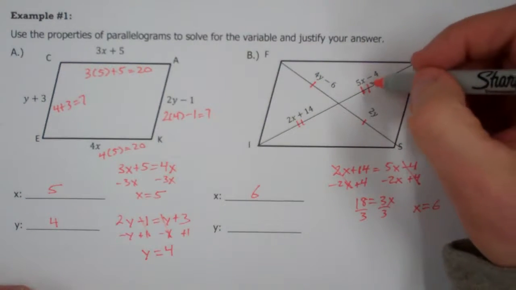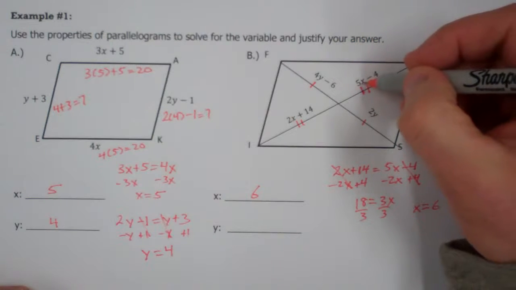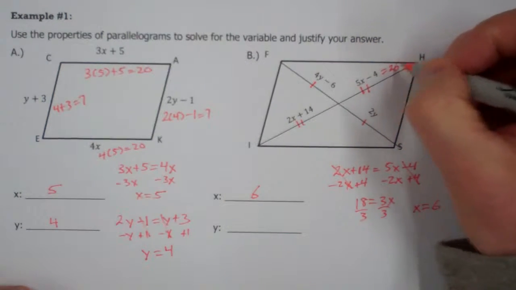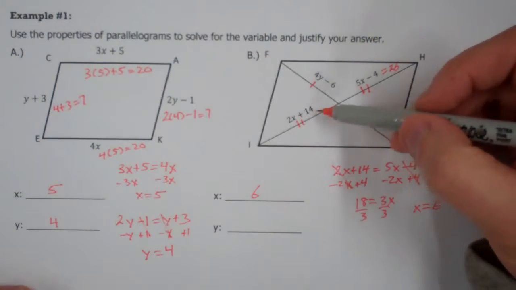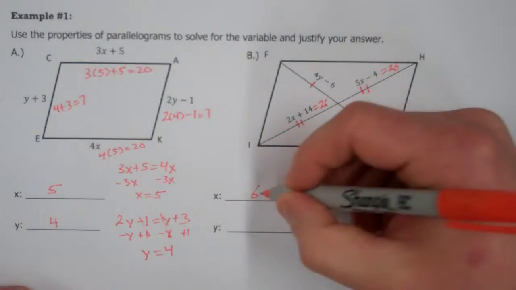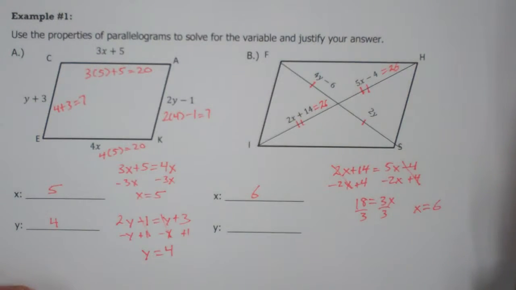As justification, we could plug that back in. 5 times 6 is 30, minus 4 is 26, and 2 times 6 is 12. 12 plus 14 is 26. So x is 6, and that's what we're looking for here.